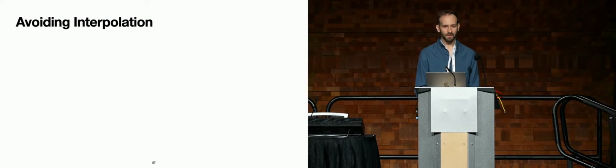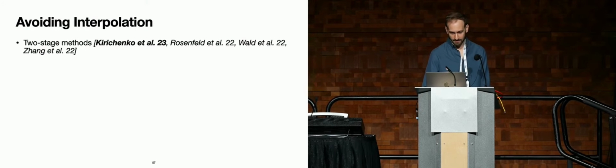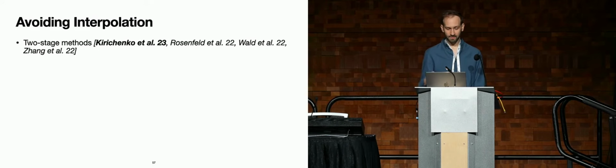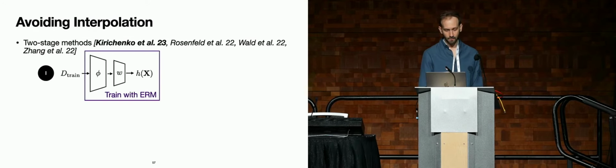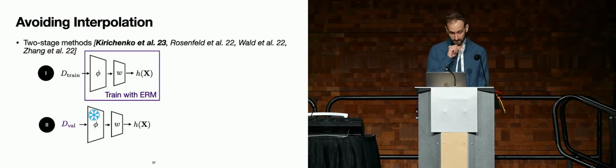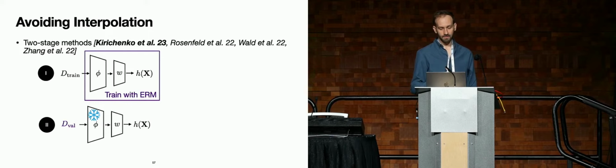So one set of methods that avoids interpolation and achieves very good out-of-distribution generalization is this method by Kirichenko et al. It's called deep feature reweighting, and there are other types of methods that follow the same spirit. The spirit is to do a two-stage learning procedure, where we first split the data into two sets, the training set and the validation set. In the first stage, what Kirichenko and collaborators do is simply train empirical risk minimization on the training data set.